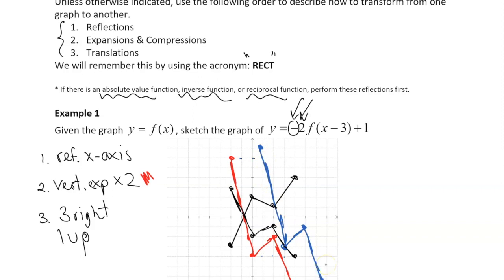And this final graph right here, we want to make sure that everybody knows that that's our final graph. So we're going to write "final" right there. And that is what we want.